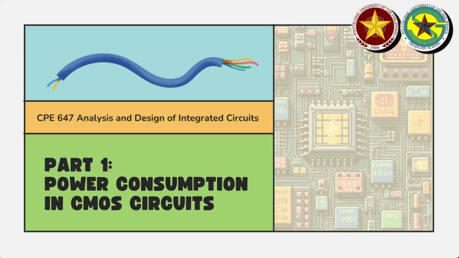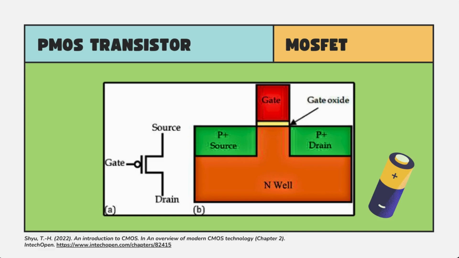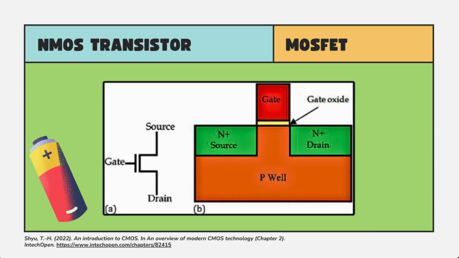Part 1. Power Consumption in CMOS Circuits. CMOS circuits are composed of two transistors. Namely, the first one is the PMOS transistor, where a negative voltage on the gate turns the device on, while for the NMOS, a positive voltage turns the device on.